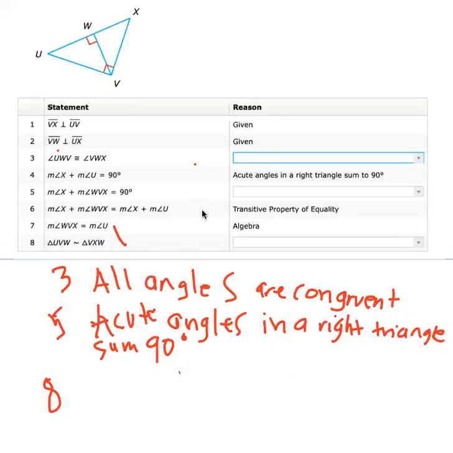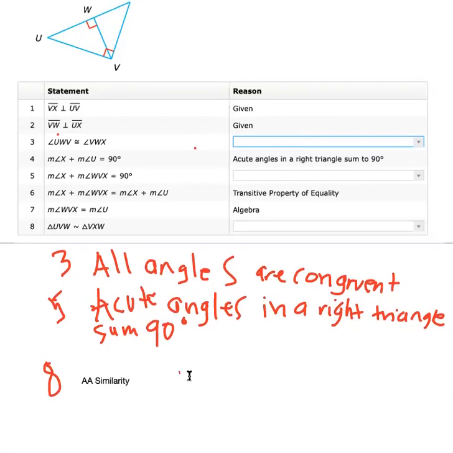All right, next one is going to be the transitive property of equality. So measure X plus WVX is going to be equal to X plus measure U. We have measure WVX is going to be equal to measure U. And that was because of algebra. And then the last one, they're similar because of angle similarity. So that's going to be your 8.